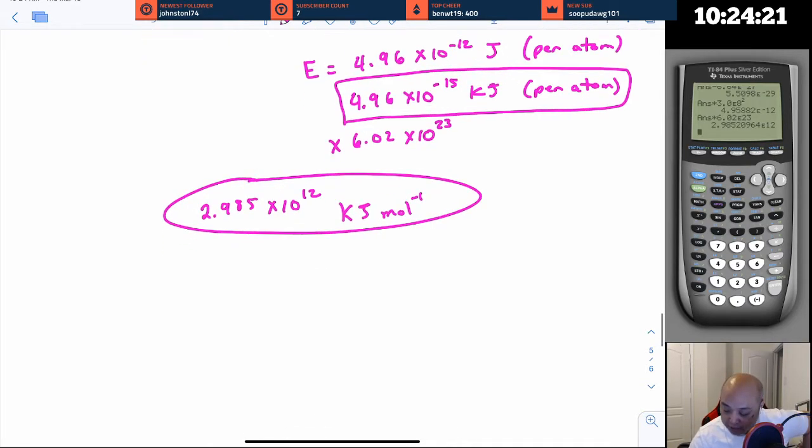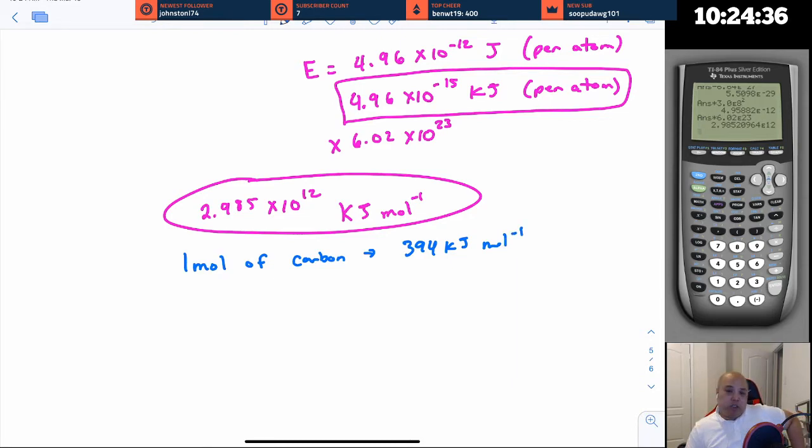Because just to give you an idea, 1 mole of carbon only produces 394 kilojoules per mole. So, a significantly larger amount of energy in fusion for that situation.